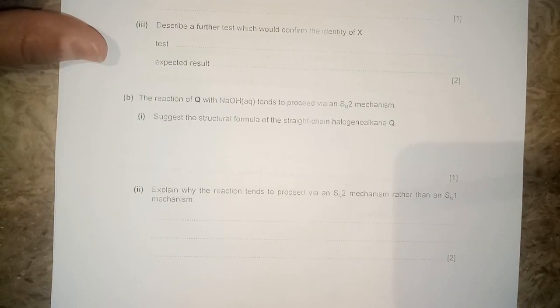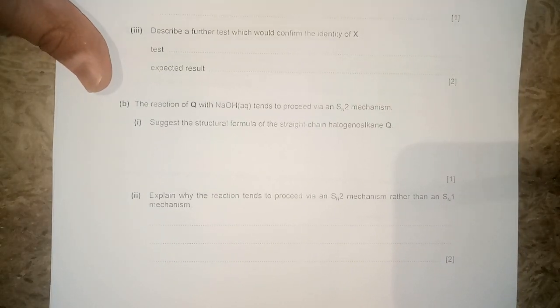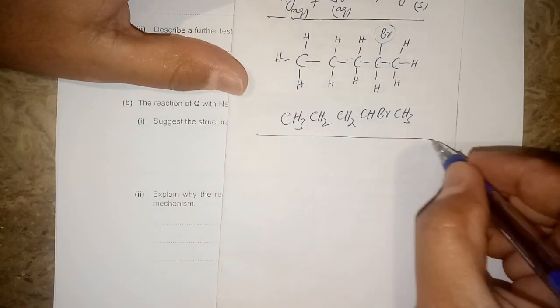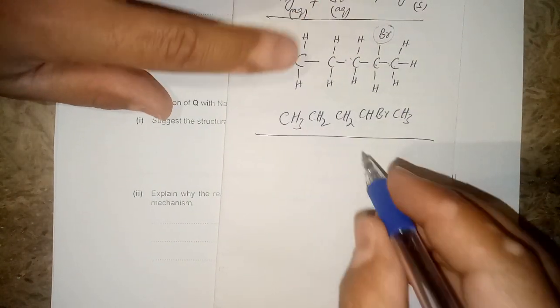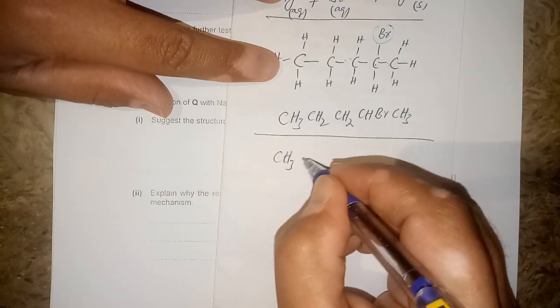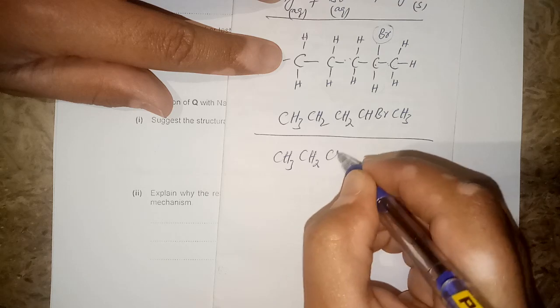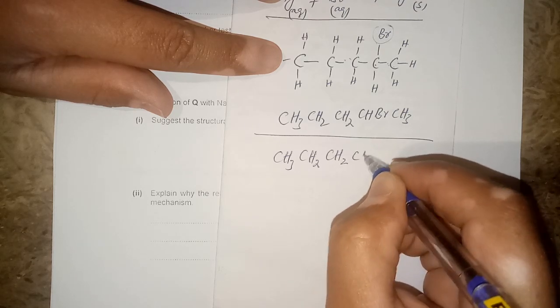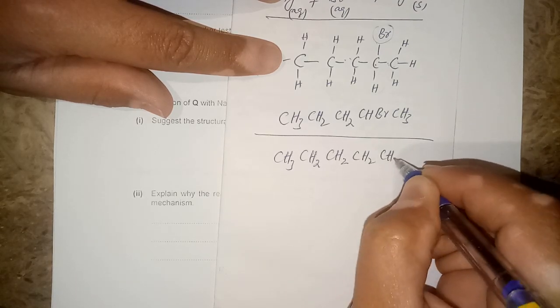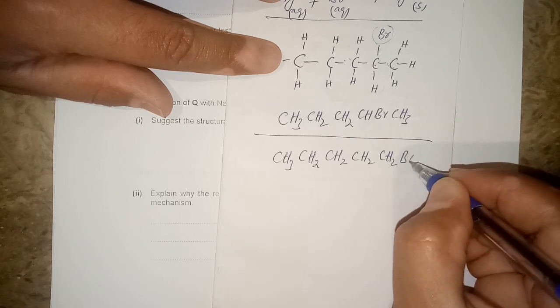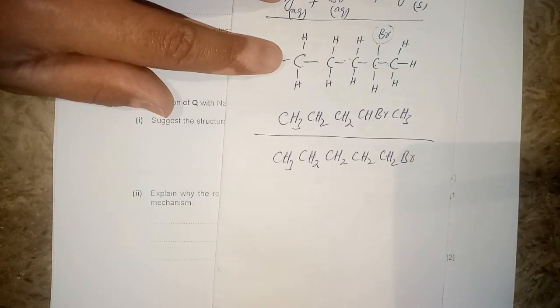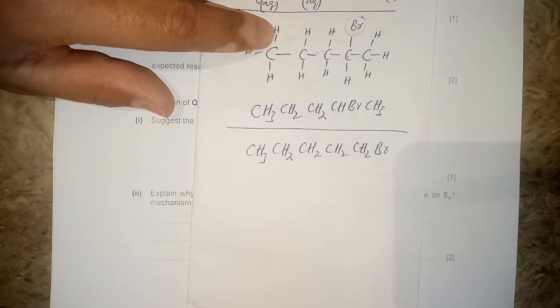And even you can say this is a primary halogenoalkane. As I mentioned, the halogenoalkane that proceeds via the SN2 mechanism may be a secondary halogenoalkane or maybe a primary halogenoalkane, but definitely not the tertiary one. You have to remember, it will not be tertiary, but it can be primary or it can be secondary.